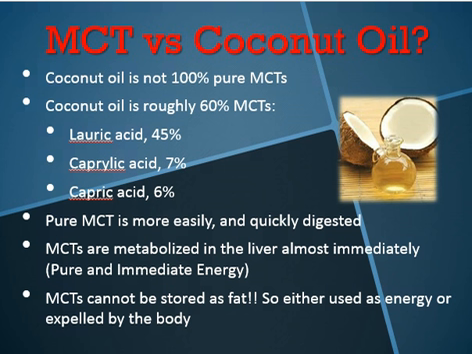Pure MCT is much more easily and quickly digested than coconut oil. Unlike the rest of what you would find in coconut oil, MCTs are metabolized in the liver almost immediately. It's pure and immediate energy. Also, unlike the other components of coconut oil, MCTs cannot be stored as fat. Your body either has to use it for immediate energy or expel it. This is important to know, and I'll cover some of the applications and uses of MCT oil.